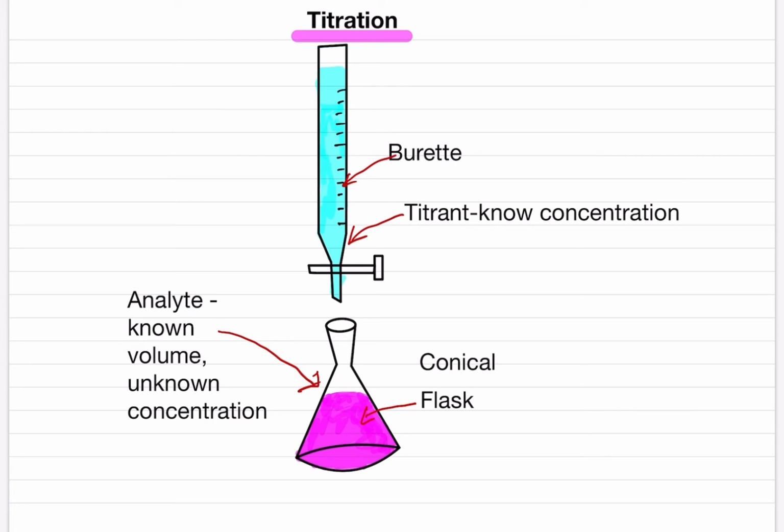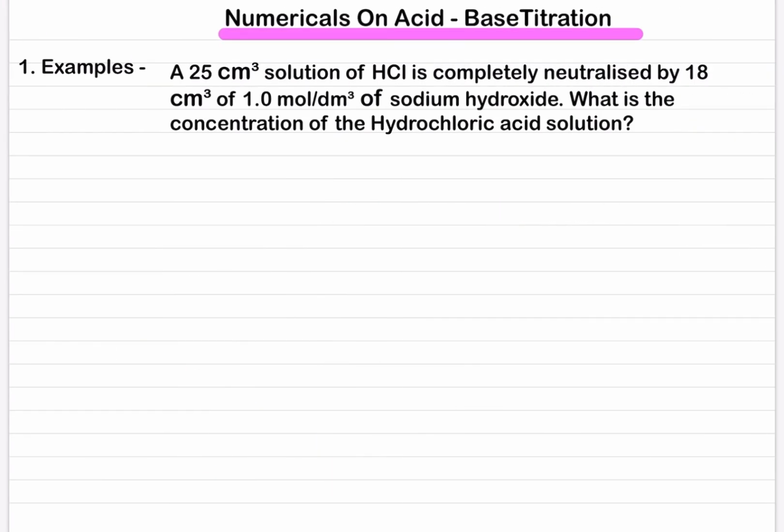So take the average of these two titer values. That's how we can find out the final reading. Now let's do some numericals based on acid-base titration. Things will become much clearer once we do the numericals based on acid-base titration.